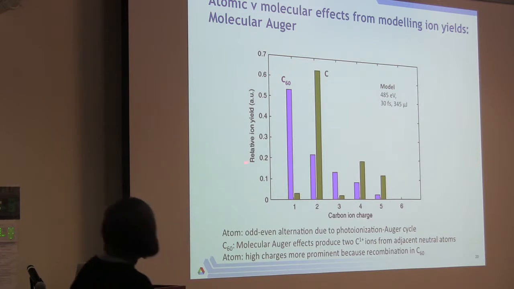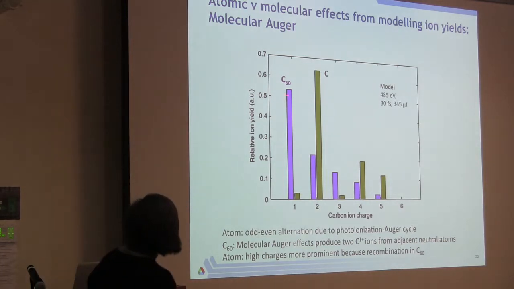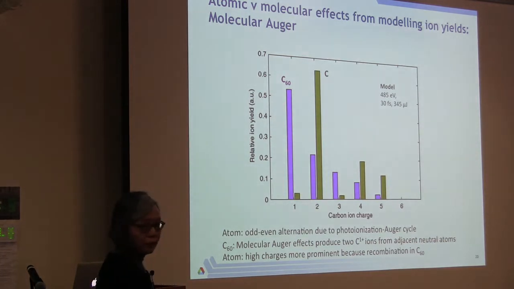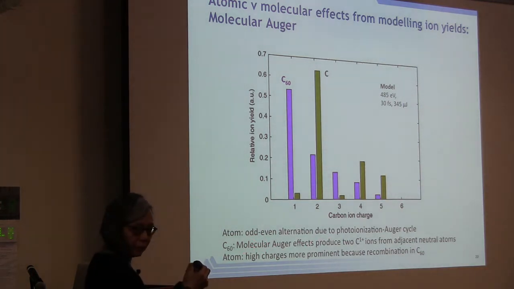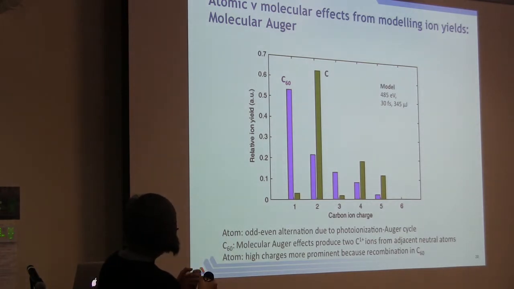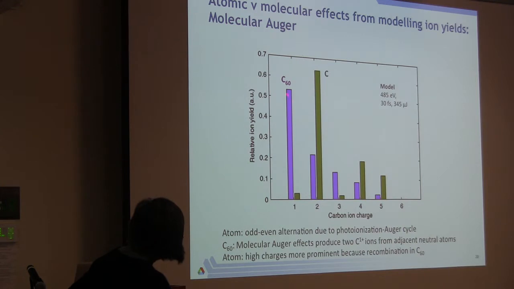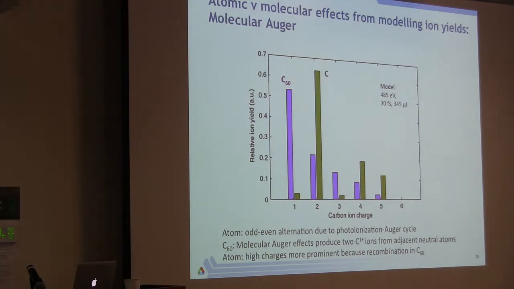But then, when you look at the C60, you can see you have this large abundance of charge state 1. The large abundance of charge state 1 is modeled because you can have molecular Auger effects that give you 2 C1+ atoms from adjacent neutral atoms. And then what you can also see is that in the atom, you have more high charge states because you don't have recombination like you can have in the C60.